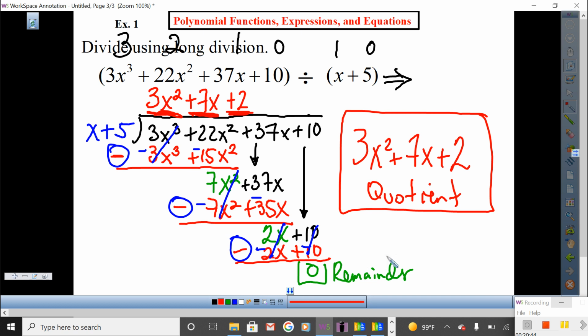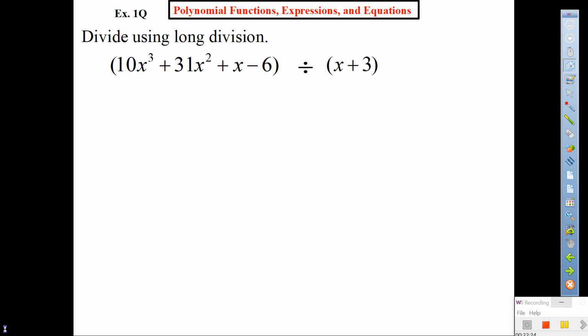Okay, show me from 1 to 5 how comfortable you feel up to right there. Okay, let's do another one together, yeah? All right, here we go. Example 1Q. Copy this one. 10x cubed plus 31x squared plus x minus 6 divided by x plus 3.